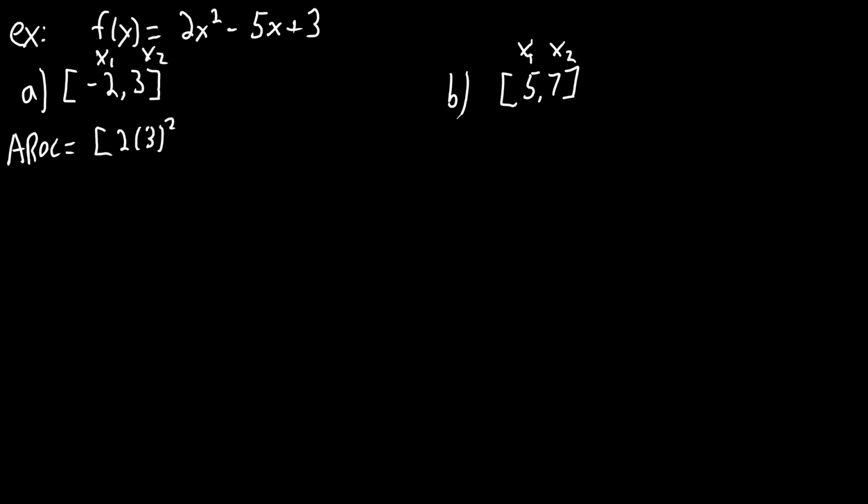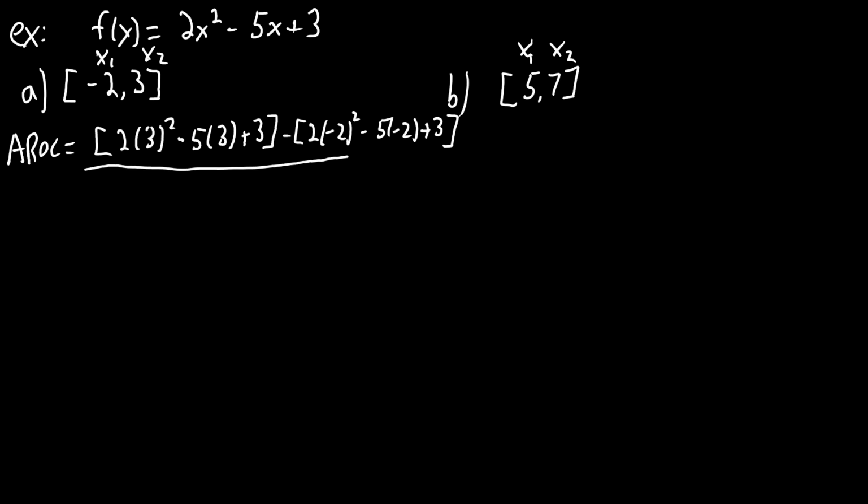Okay, we're going to have 2 times 3 squared minus 5 times 3 plus 3 minus 2 times negative 2 squared minus 5 times negative 2 and plus 3. And this is all going to be over 3 minus negative 2.